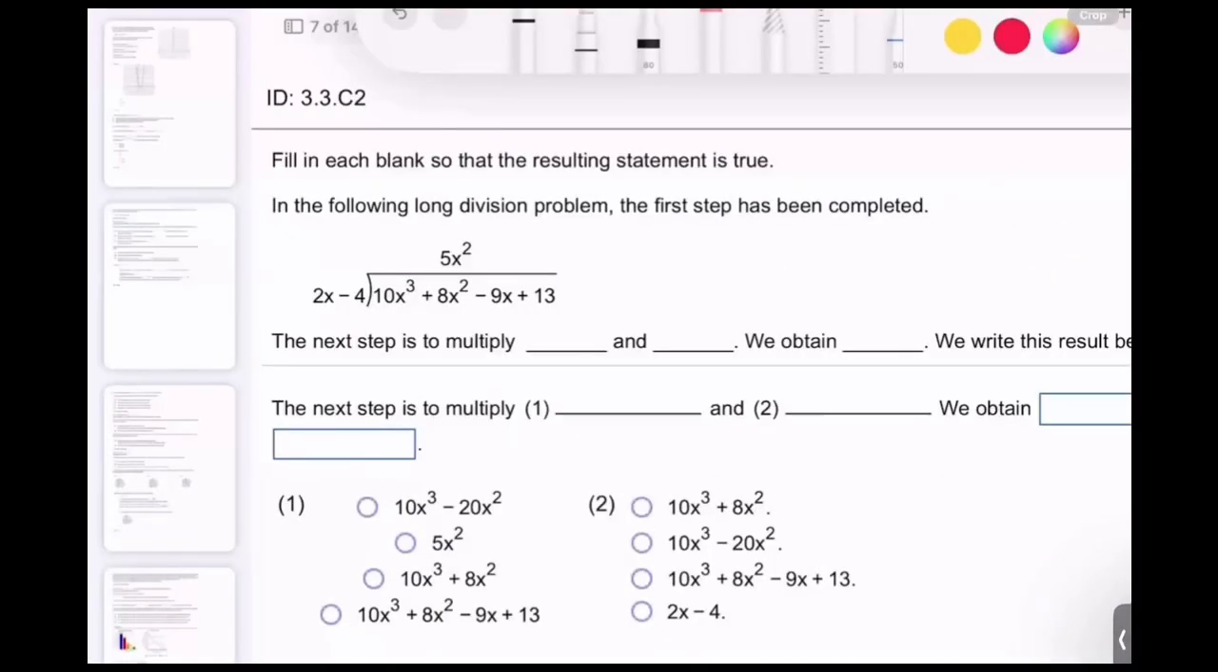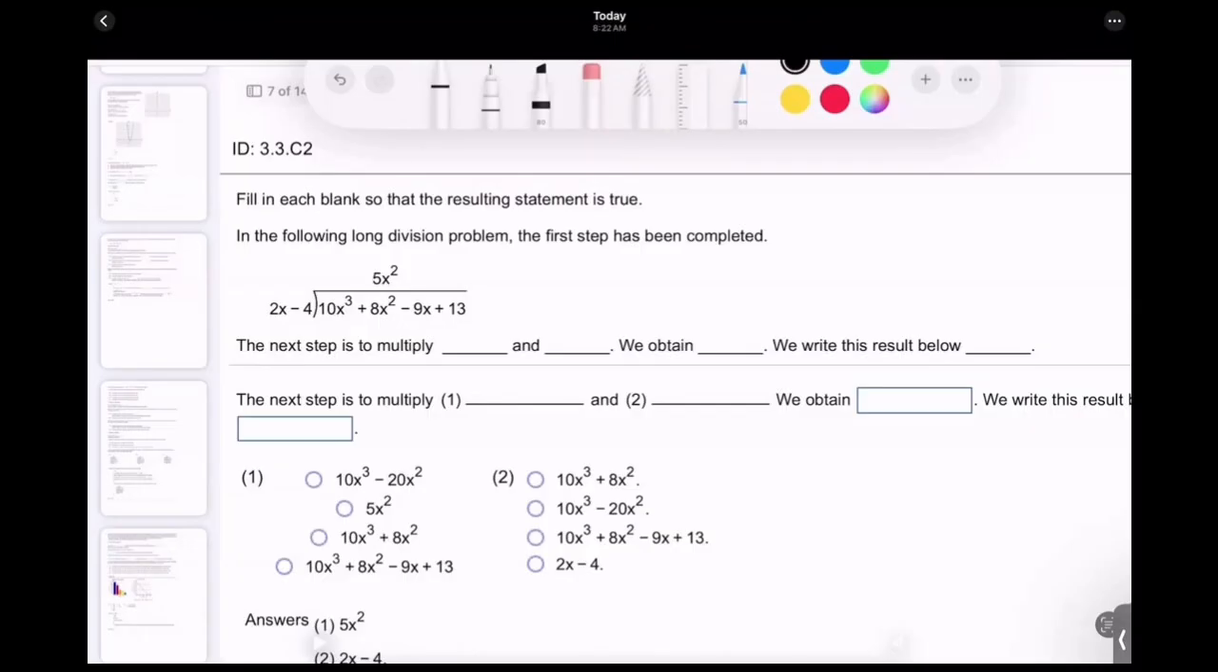All right. So it says the next step is to multiply the 5x squared to what? 2x minus 4 for me. What is it for you? Okay, so whatever yours is, it will not let me annotate. Do you see where mine is? It's 2x minus 4. What is yours? Whatever it is, what's next.